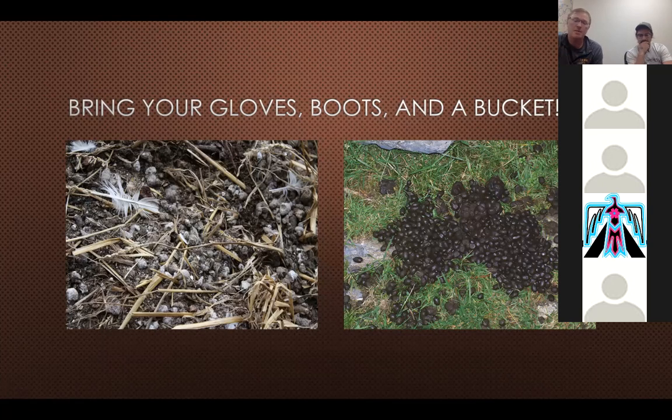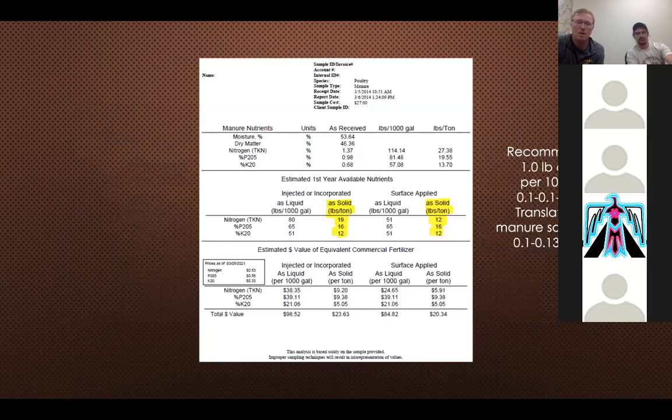And it might be something just as simple as knowing a farmer within your community, getting to know that person, and simply asking them, hey, do you mind if I go out and harvest some manure from you? Bring your gloves, boots, and a bucket, and the next best thing to having livestock on your landscape.